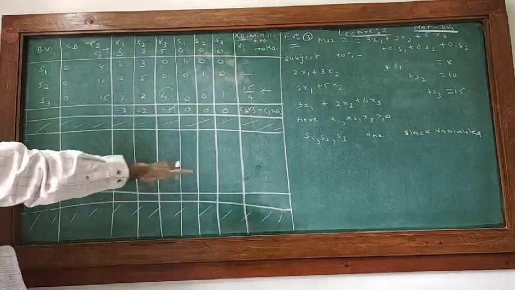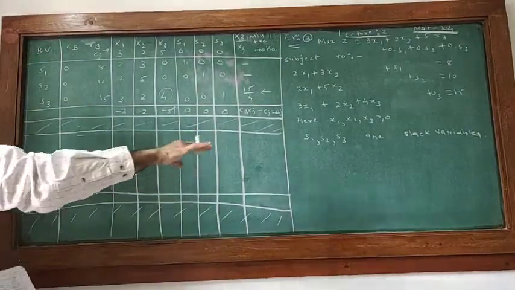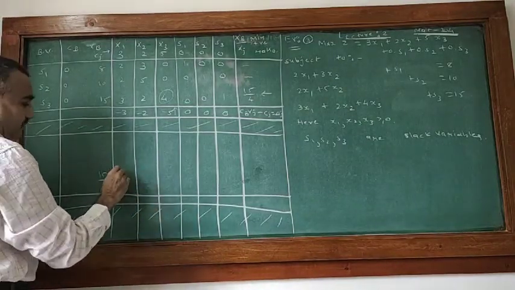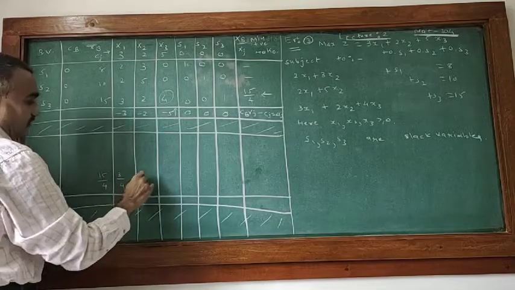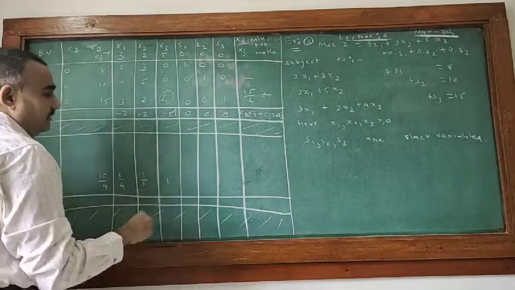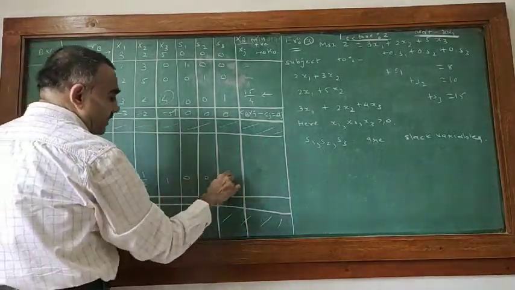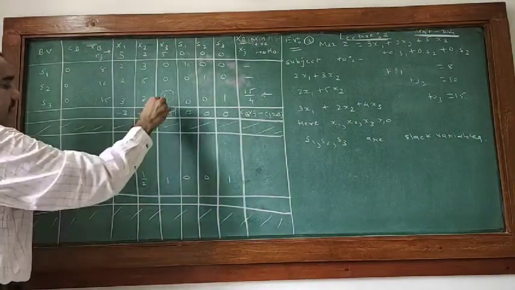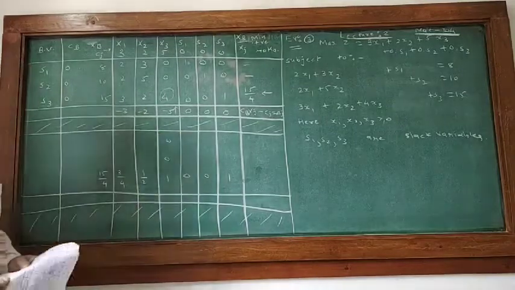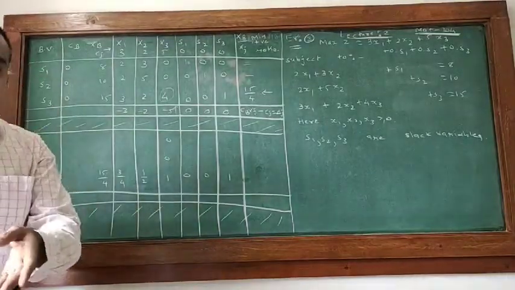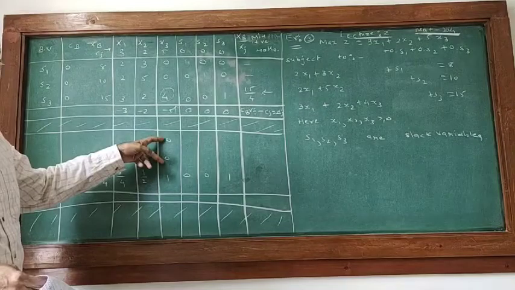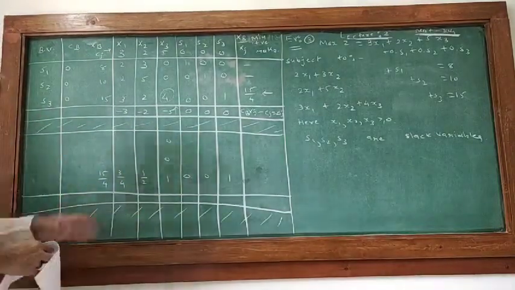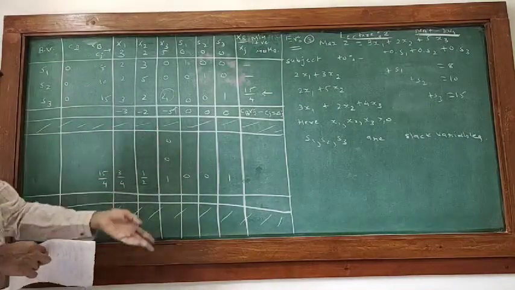Now we divide this row by 4. So it is 15 by 4, 3 by 4, 1 by 2, 1, 0, 0, 1. And we wanted 0, 0 here. But in this sum it is already 0, so we have to do nothing. Just copy it as it is.